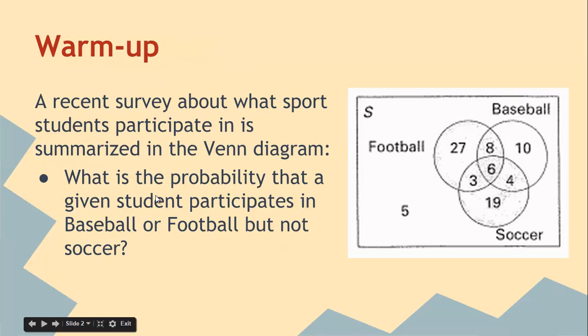The indirect method here would be: all right, I know how many there are total. I'm just going to add up the people that play soccer or nothing. And those are the people that are not going to be football or baseball.